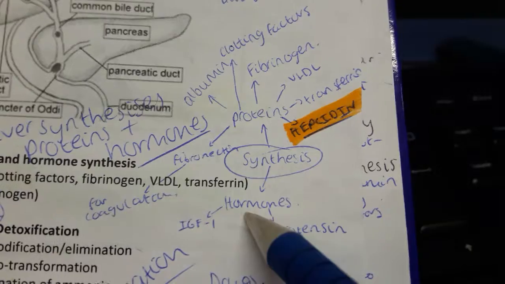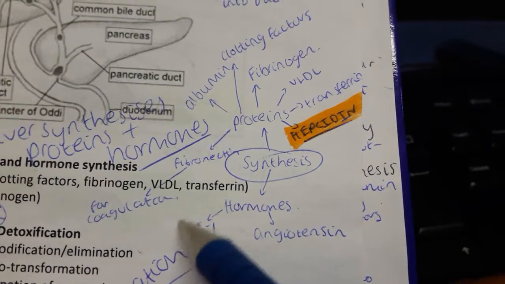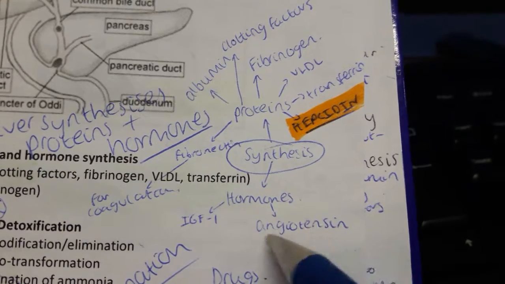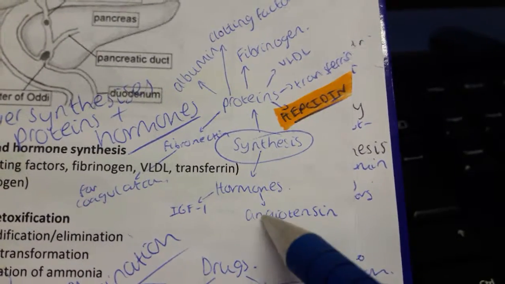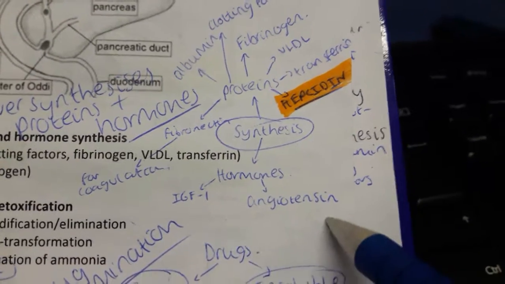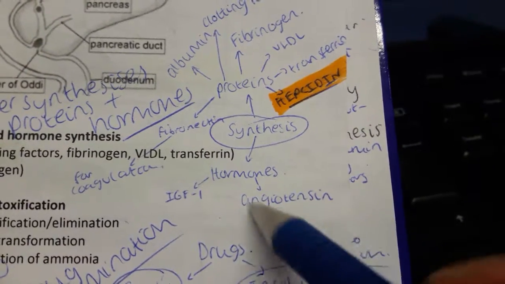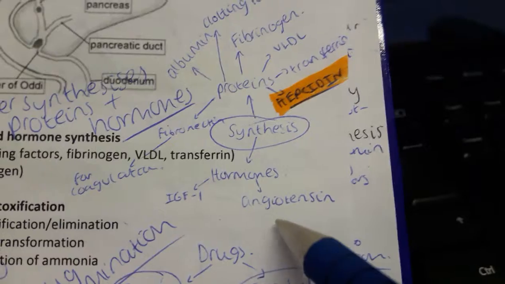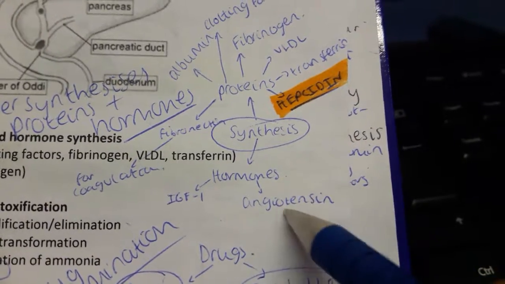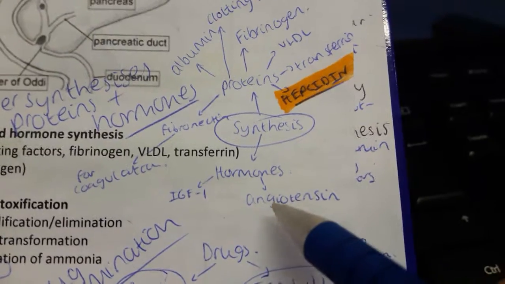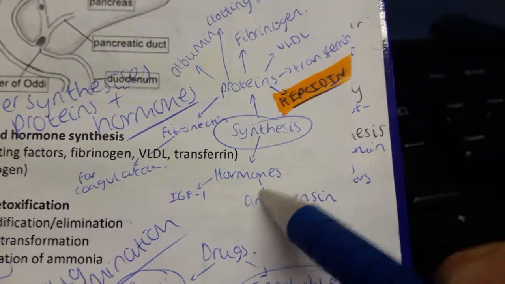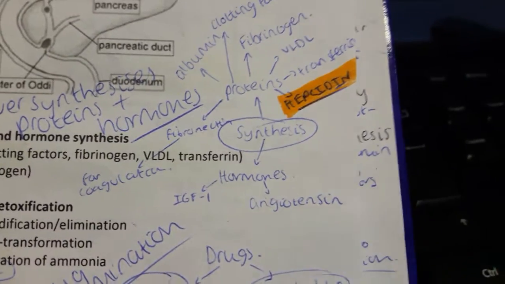It also synthesizes hormones, IGF-1 and angiotensin. Angiotensin is involved in the RAAS system, the renin, angiotensin, aldosterone system. And what angiotensin does is it causes increased blood pressure and retention of sodium and chloride and secretion of bicarbonates.